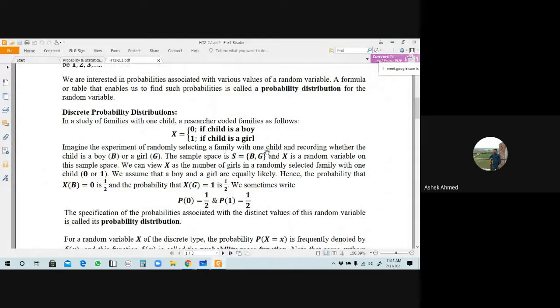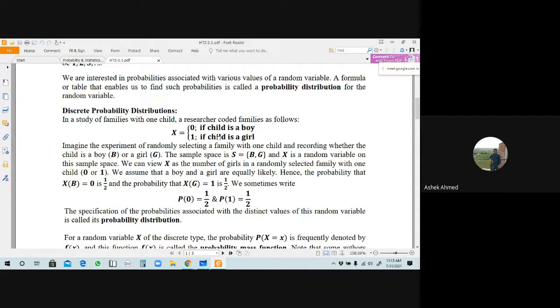There is another example given here. Discrete probability distribution. In a study of families with one child, a researcher coded families as follows: X equals 0 if the child is a boy, X equals 1 if the child is a girl.